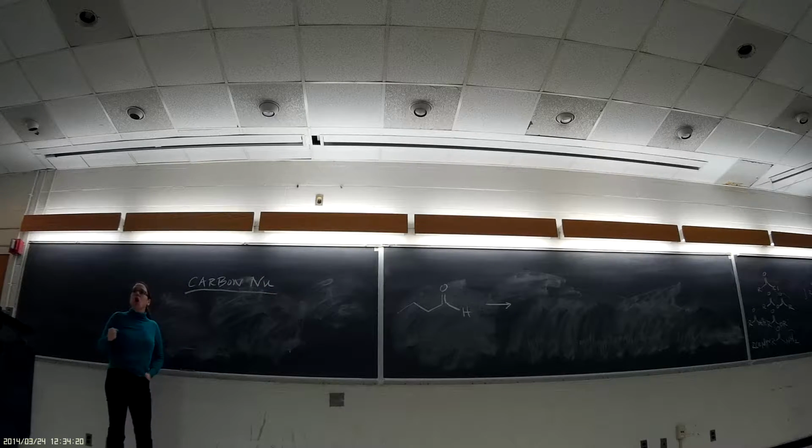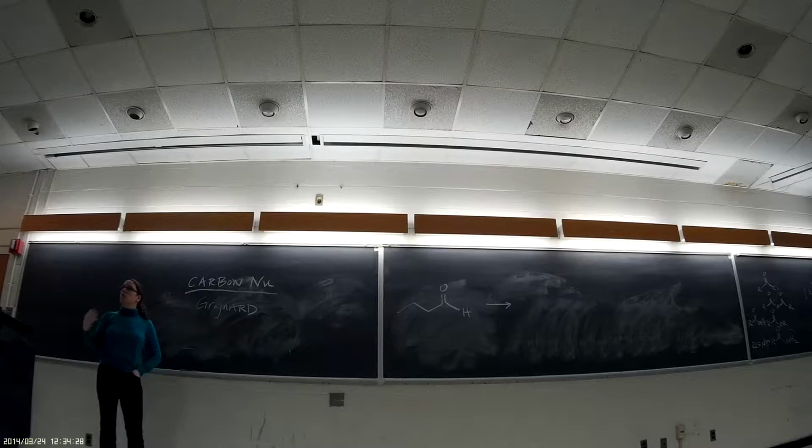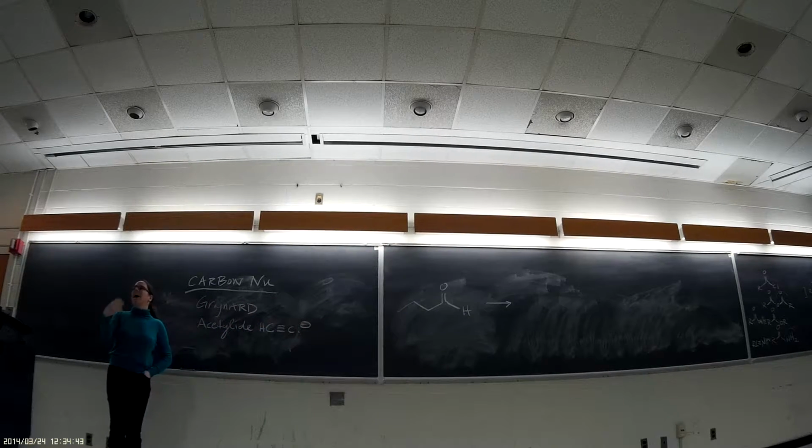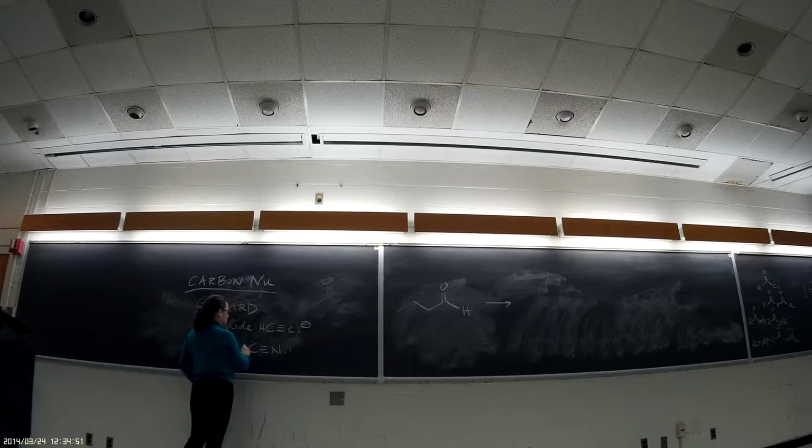So there are different types of carbon nucleophiles that we can refer to. We have Grignards, right? Grignards are a type of carbon nucleophile that are being added. We have acetylide, which is a triple bond, a deprotonated alkyne, okay? And we also have a cyano group, which has a triple bond here.